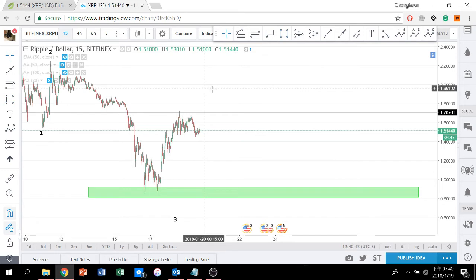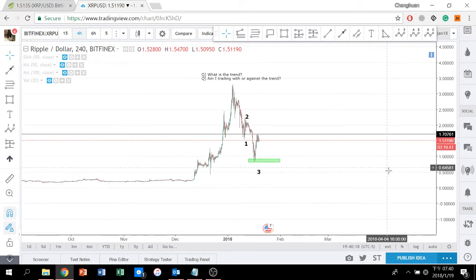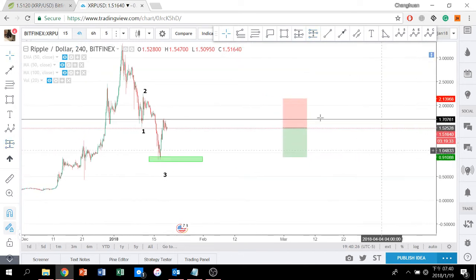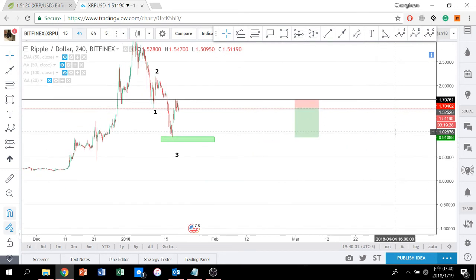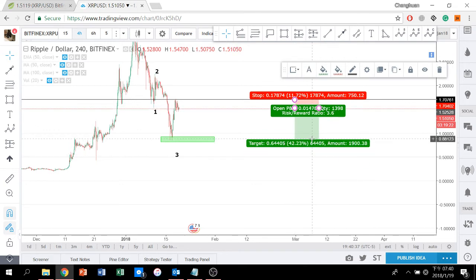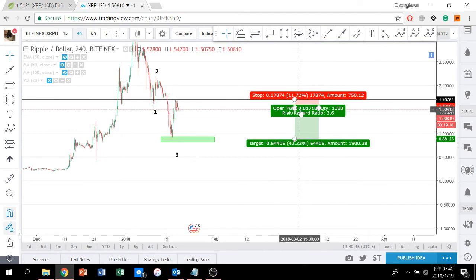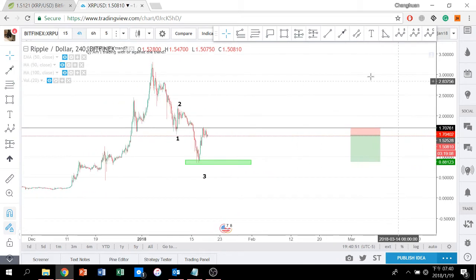So if we open a short position for wave 5, around here, let's just click the market price with a stop at 1.7, all the way down to here, right? So that's a risk to reward ratio of 3.6. You're risking 17 cents per coin to win 64 cents per coin. I would definitely take this trade.